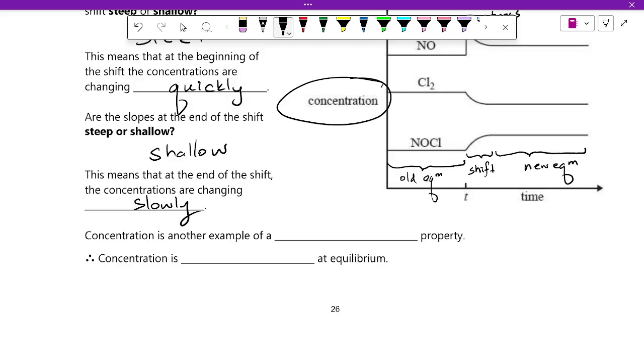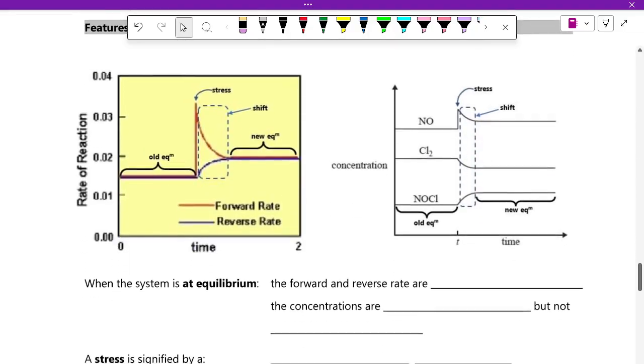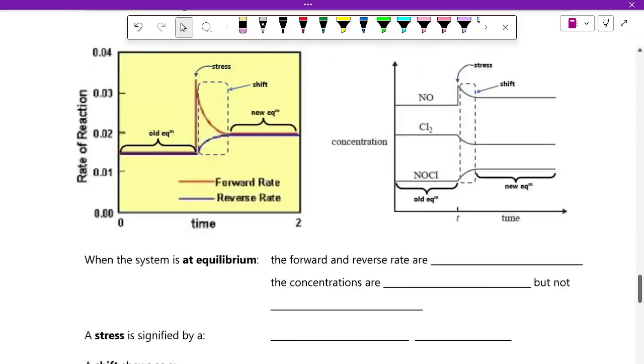Concentration is an example of what type of property? Macro. But we can't see the concentration. It's a property that doesn't change, therefore it's macroscopic. And if it is a macroscopic property, what do we know about it at equilibrium? It is constant, yes. So this whole steep, shallow, flat, never mind, we'll talk about that tomorrow.